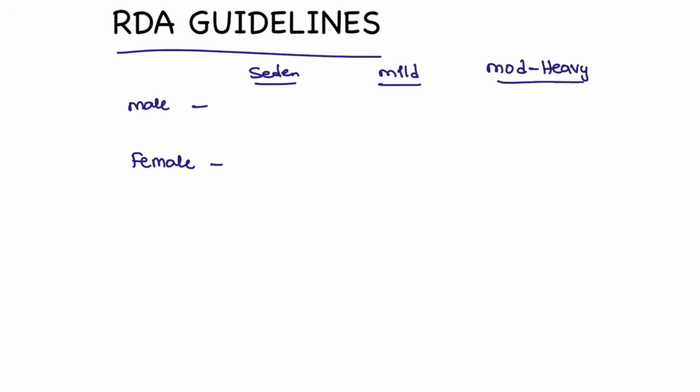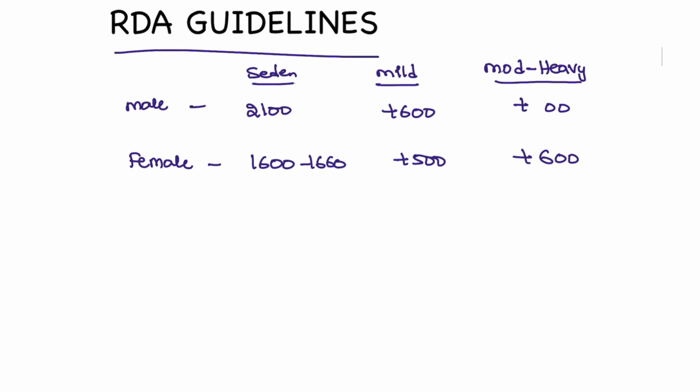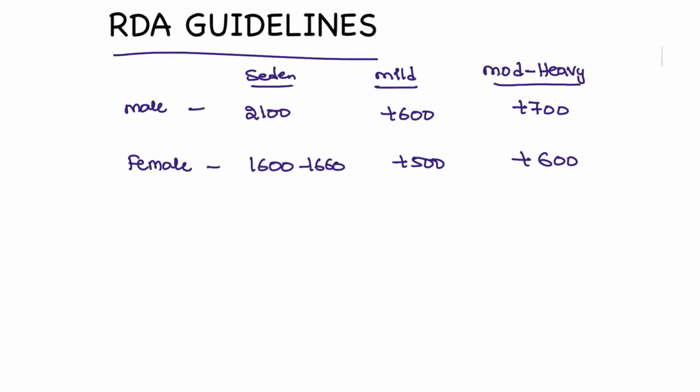So how many calories have to be given? Just remember the sedentary 2100 kilocalories. You add plus 600 and plus 600. Next, for the females, it is 1600, or let's say 1660 exactly. Add plus 500 and plus 700. This is how we are going to add, so you will get the approximate value for these features.